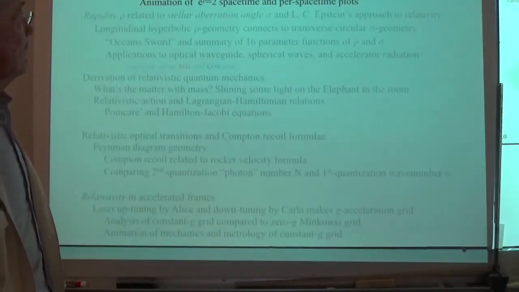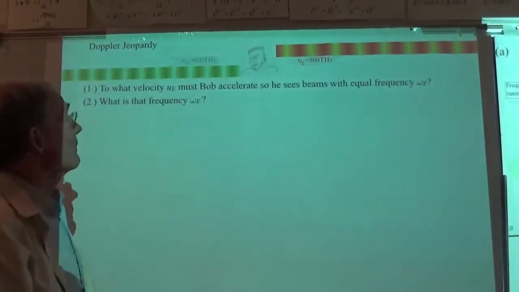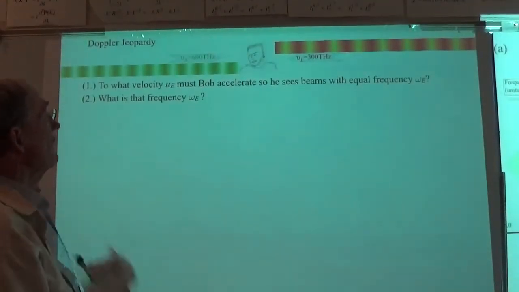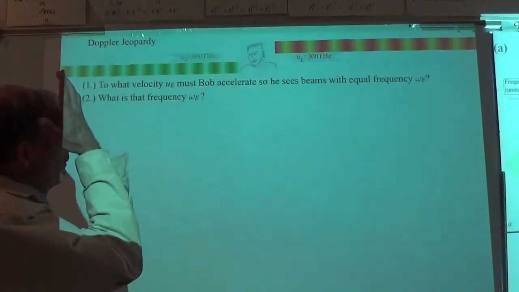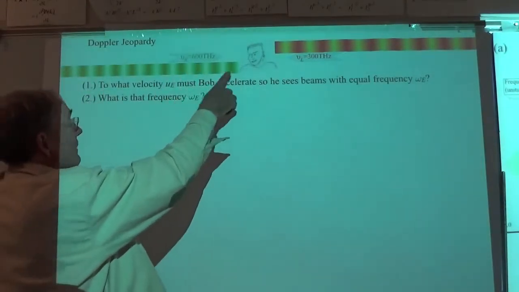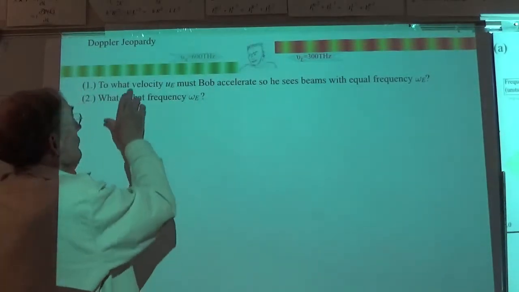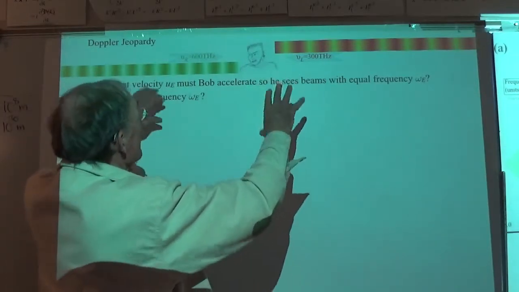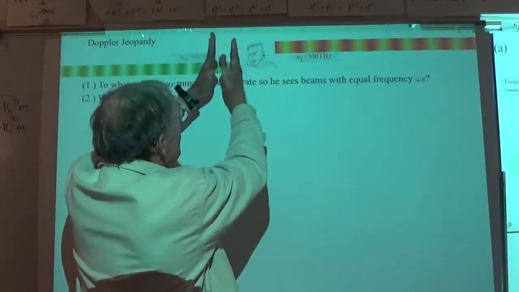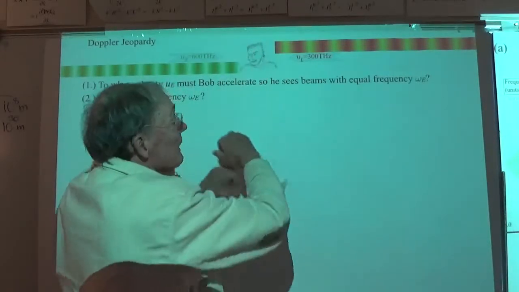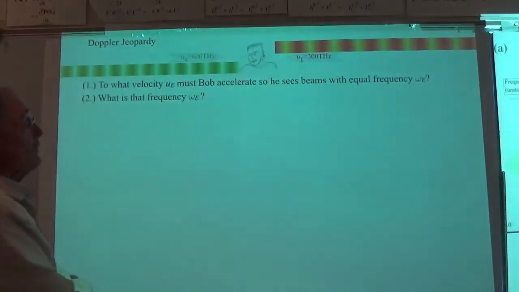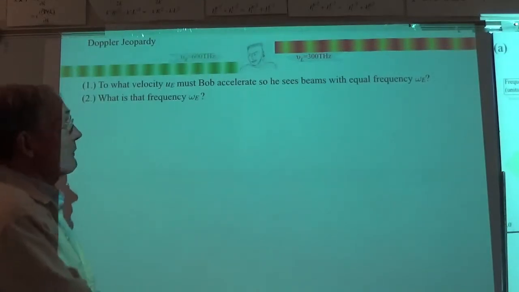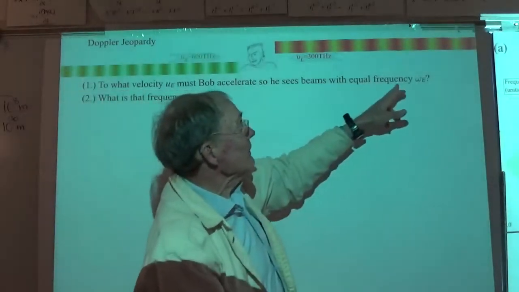Now, I call this Doppler double jeopardy. No, it's Doppler jeopardy. This is poor Bob looking at light coming from Carl millions of miles away. Alice is over here, and everybody's standing still with respect to each other. The idea is to ask, how much velocity does Bob have to go in order that these two light beams, and let's assume they're covering each other and eventually going to make a wave when they interfere with each other, how much does he have to accelerate so he sees the beams with equal frequency?